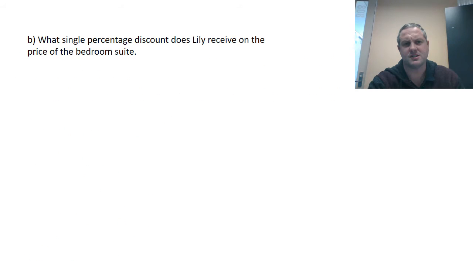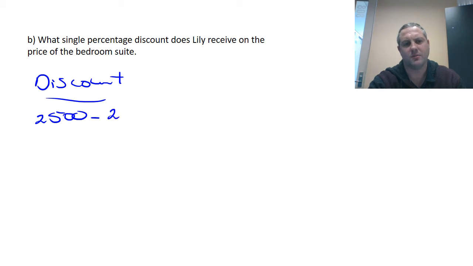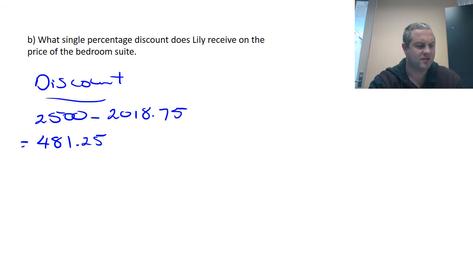Question B asks: what single percentage discount does Lily receive on the price of the bedroom suite? So we're looking for the discount. We find it by taking the original price minus the price that we paid. When we put that in the calculator, we have $481.25. That is what you've saved, but we need to find the percentage.